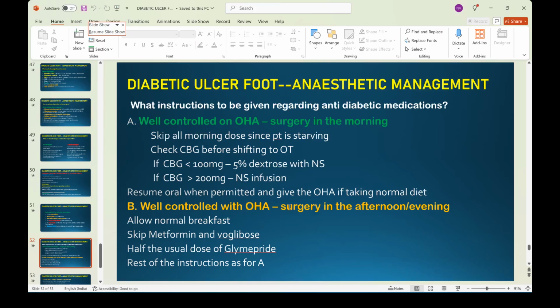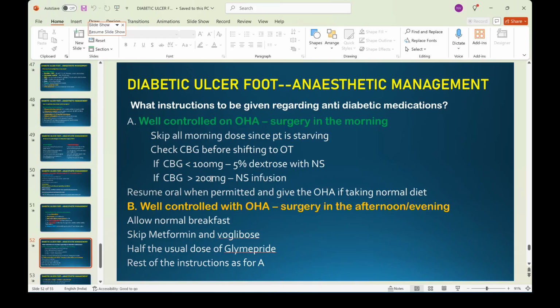This is a common question they ask. So if the patient is well controlled on oral hypoglycemic agent, and if the surgery is in the morning, you can skip the morning dose of the oral hypoglycemic agent. And then if the CBG is less than 100, start a 5% dextrose with normal saline. If the patient CBG is more than 200, only normal saline infusion. Resume oral whenever permitted along with the oral hypoglycemic agent.